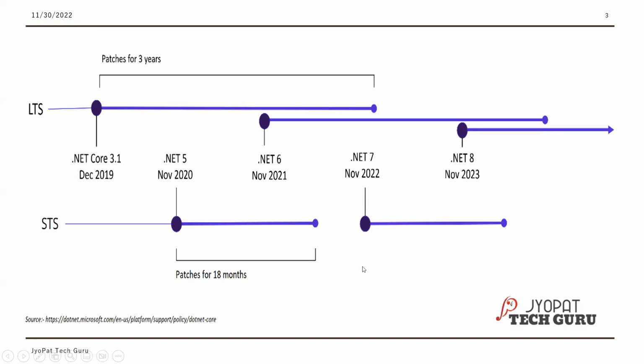This particular picture I have taken from the Microsoft website. Here, as you can see, .NET Core 3.1 was introduced in December 2019. After this, .NET 5 in November 2020, .NET 6 in November 2021, .NET 7 in November 2022, and again .NET 8 they are going to introduce in November 2023. Most of these are long-term support. So almost every 3 years, new versions are getting introduced.